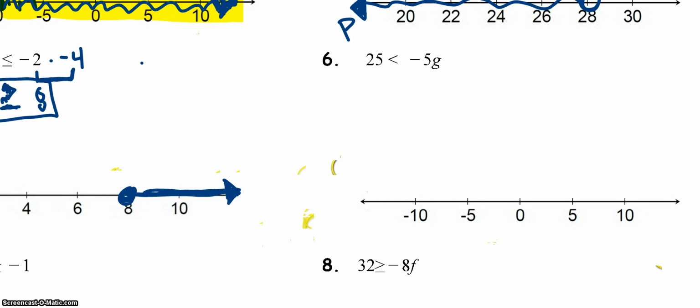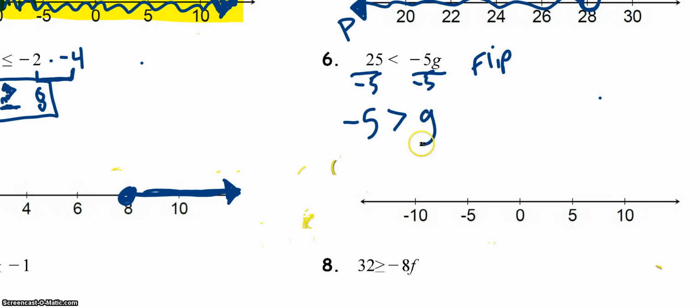For number 6, 25 is less than negative 5g. I need to start by isolating my variable. Opposite and inverse operations of multiplication is division, so I divide both sides by a negative 5. Since again I'm dividing by a negative, I need to make sure I flip my inequality symbol. My inequality instead of less than is going to change to greater than. Negative 25 divided by negative 5 will get me a negative answer of negative 5, so negative 5 is greater than g. This is the inequality that needs to be graphed on your line.